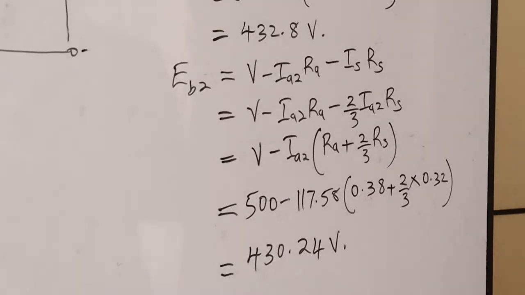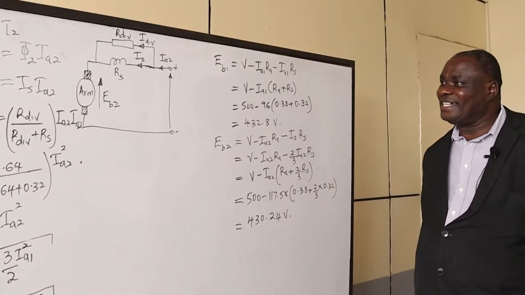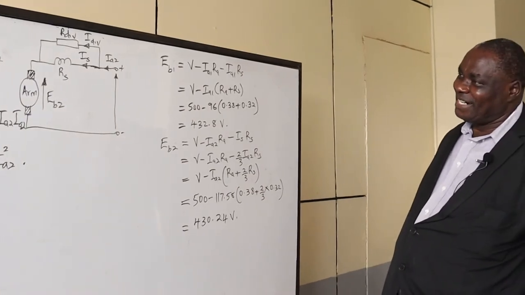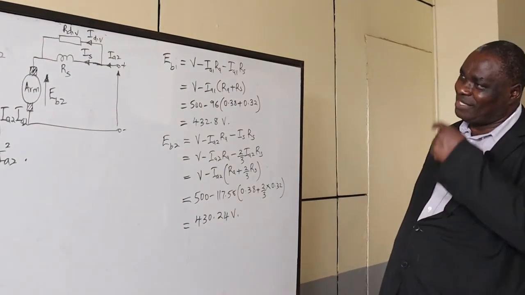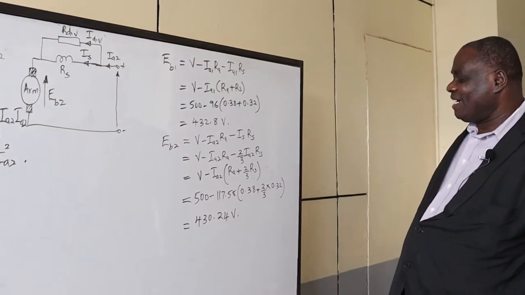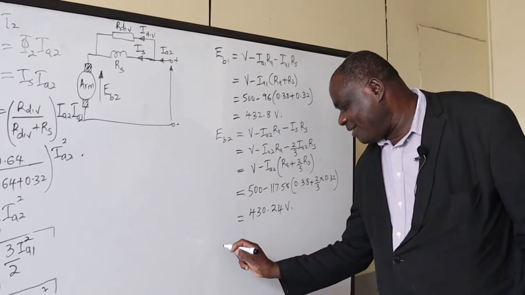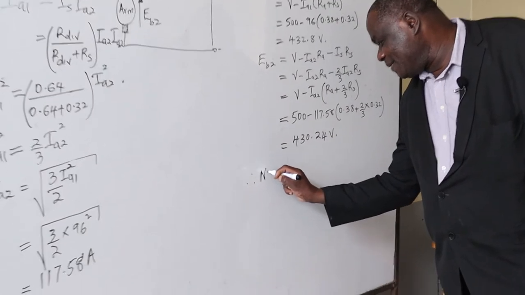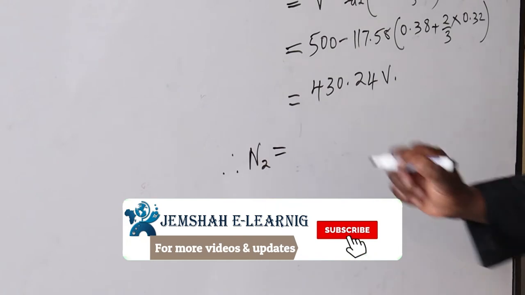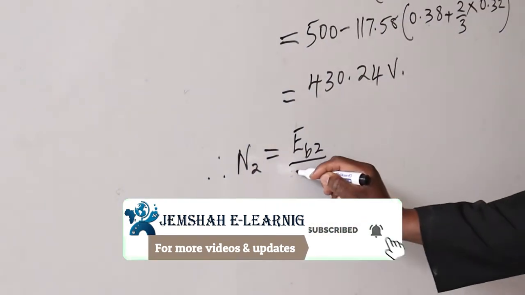So with EB2 ready, EB1 ready, and we have our IA2 ready, our IA1 ready, Phi1 we can know what contributes to it, Phi2 we also know what contributes to it, so we can now go to the speed equation so that we get our N2. Therefore, our N2 will be equal to EB2/EB1.